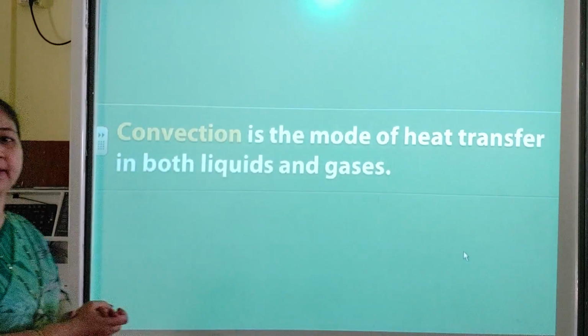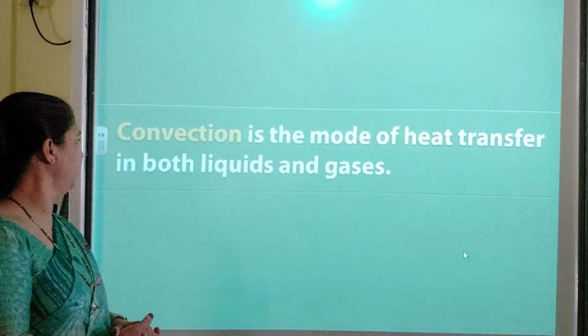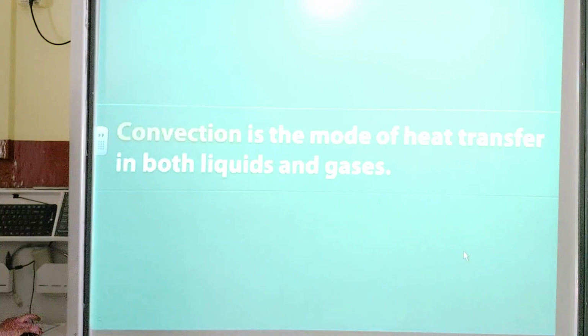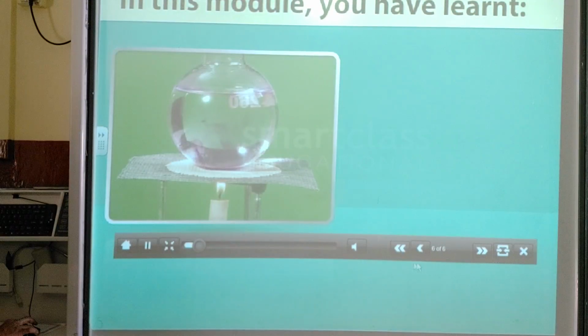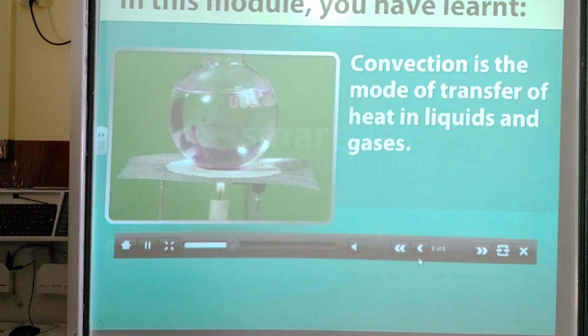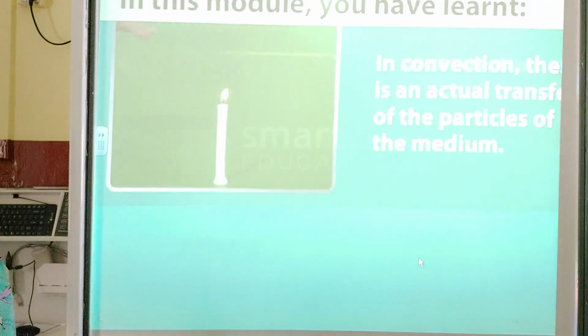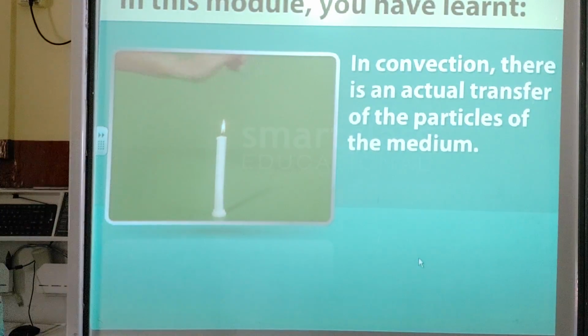So here in this module we have seen that convection is the mode of heat transfer in both liquids as well as in gases. In this module you have learnt convection is the mode of transfer of heat in liquids and gases. In convection, there is an actual transfer of the particles of the medium.